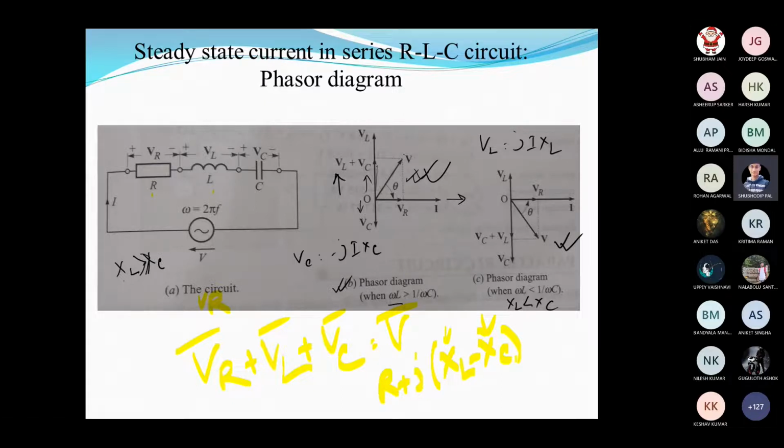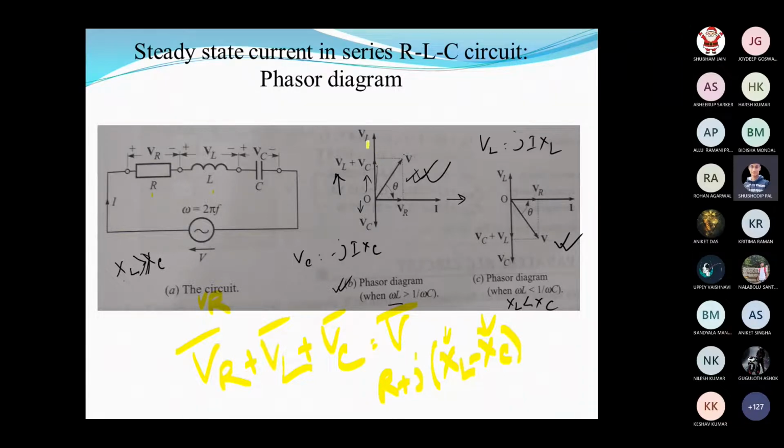So see here VC, right? VL in this direction, right? As I told you, the current lags the voltage. So current is actually lagging the voltage VL, but leading the voltage VC in this direction.